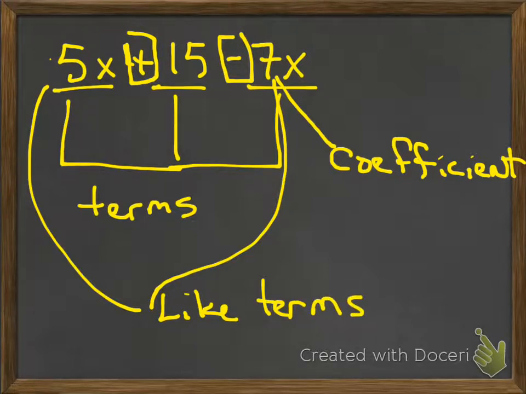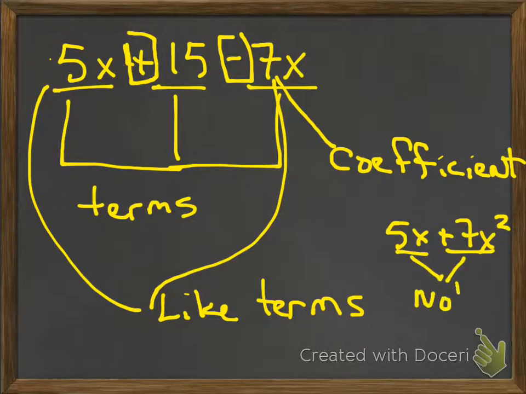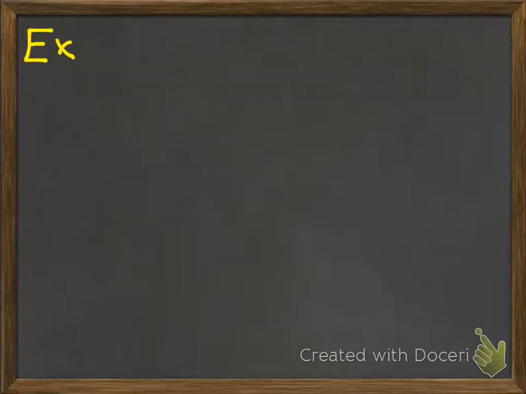And then, don't forget, if I have something like 5x plus, say, 7x squared, those aren't like terms because one has an x and one has an x to the second power. That's not the same thing. Only combine like x's and x's, y's and y's, x squared and x squared, smiley faces and smiley faces, whatever. All right, so my last example, and then I'm done.